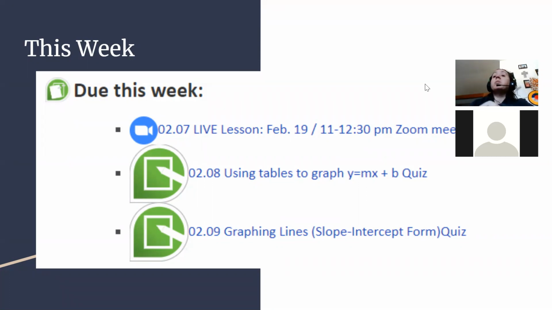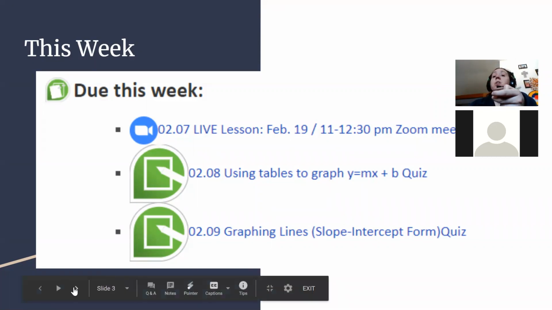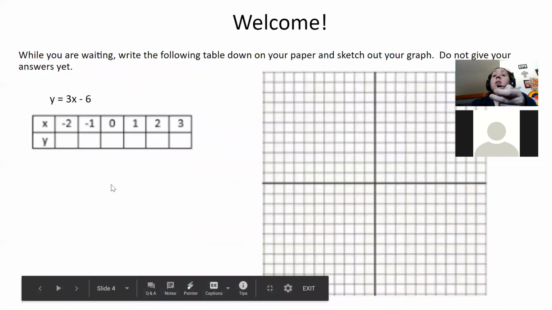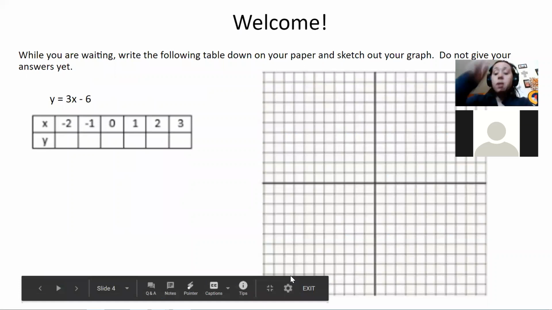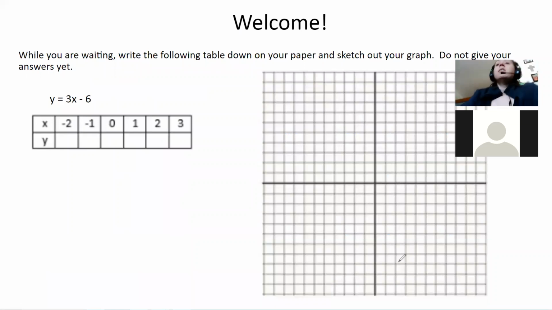Catch up is good. So today we're going to talk about how to graph using tables and then how to graph using slope intercept form. So yeah. All right, so go ahead and get those notebooks out if you don't have them out already. Okay, so what we're going to do is we are going to use a table to graph this function.